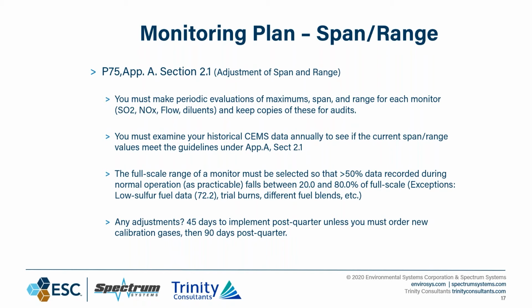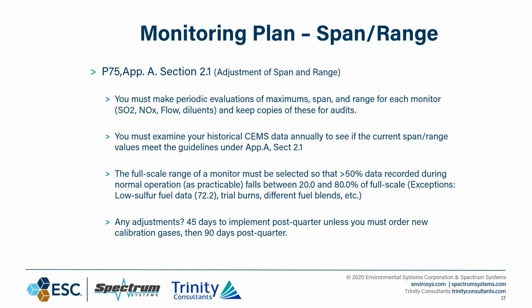If you have to make any adjustments to the span and range as a result of your span evaluation, you have 45 days to implement them after the quarter ends, unless you have to order new calibration gases, and then they give you another quarter to get it done.